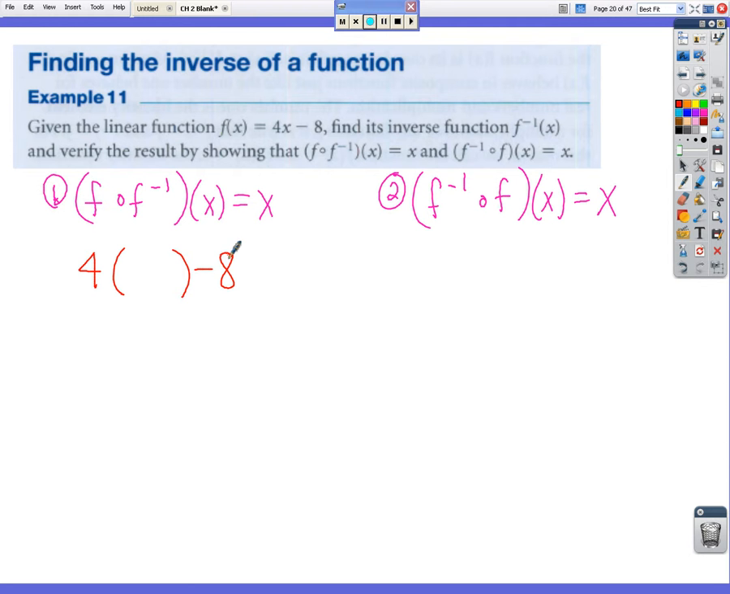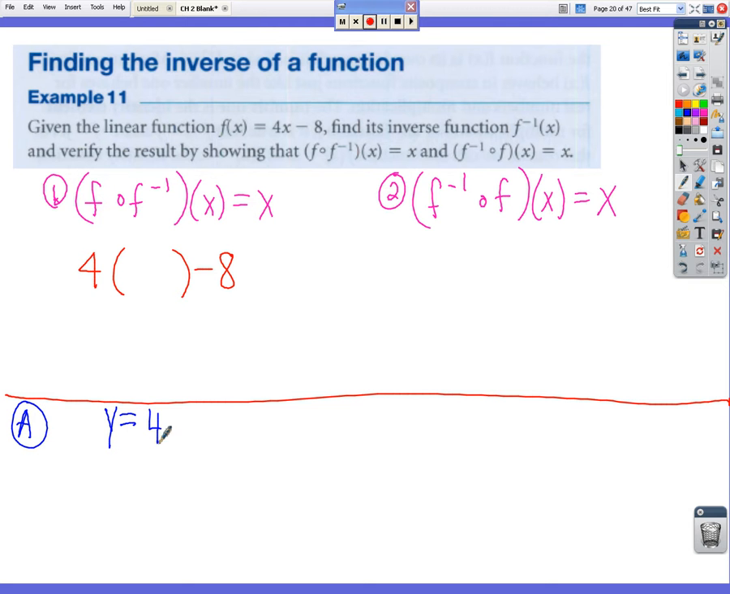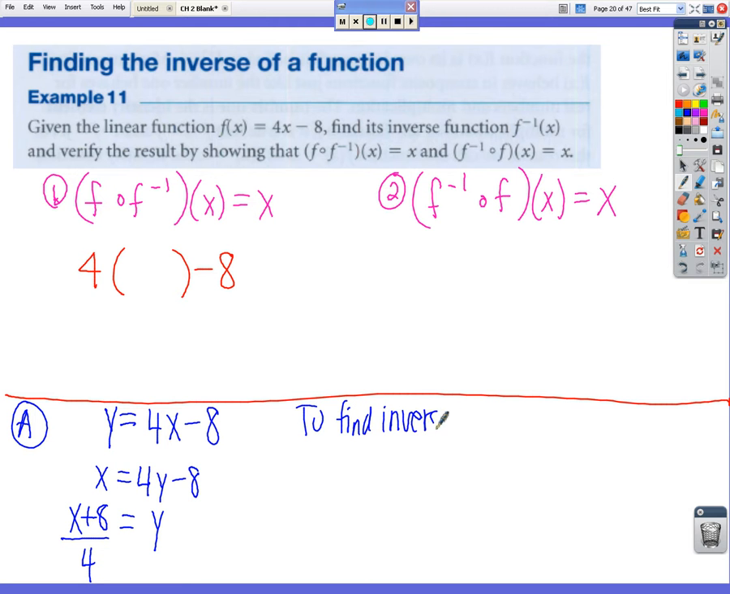Oh, lordy, I missed a step. I'm going to put it down here. First step, actually, is part A, is to find the inverse. So to find an inverse, you take the function, which I'm going to write with y equals, switch the x and y, and then solve for y. So y would equal x plus 8 over 4. Okay? So to find inverse, switch x and y, and solve for y.